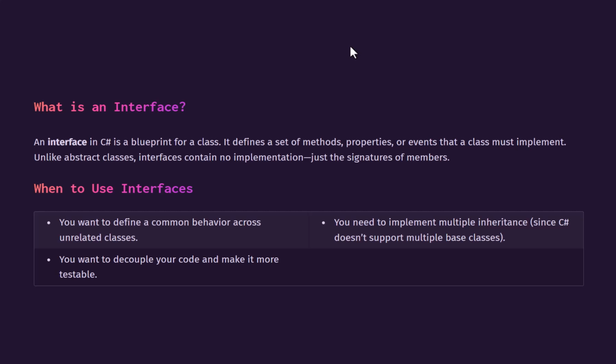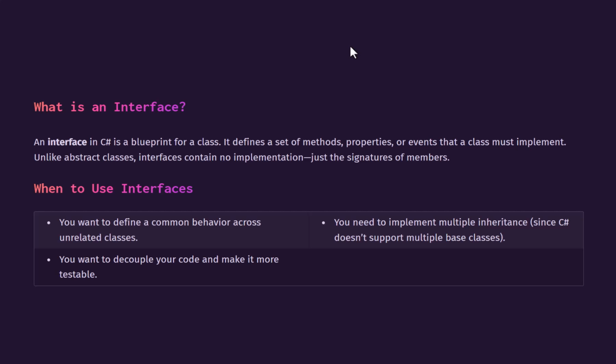Hello and welcome back. In this session we will explore interface in C#. It's a feature that allows you to define a contract for classes. Today we're going to build a notification system where different notification methods like email and SMS have a common interface.